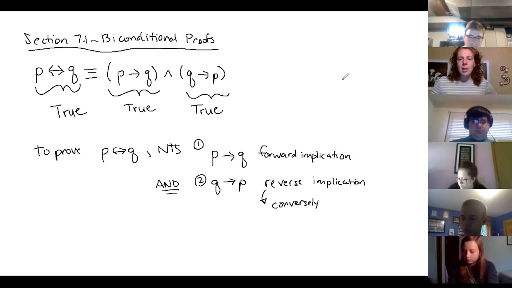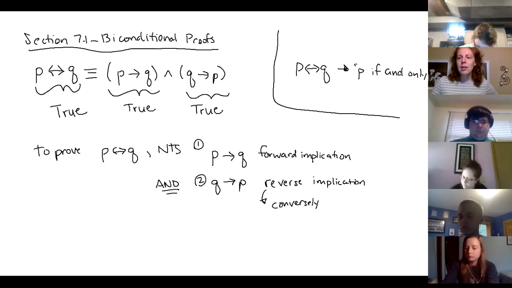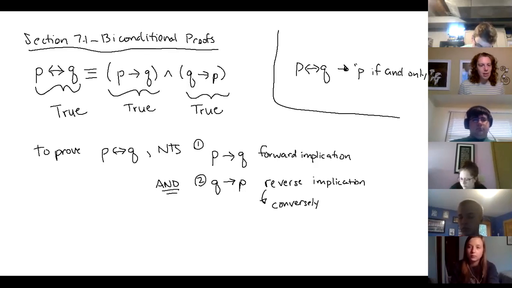Okay, one more thing. My whiteboard organization is not going to be the best, so we're going to have to deal with that, but that's okay. So P double arrow Q. Remember the way that we say this? The book says it as P if and only if Q, right? Tell me you remember that from the book, P if and only if Q, right?